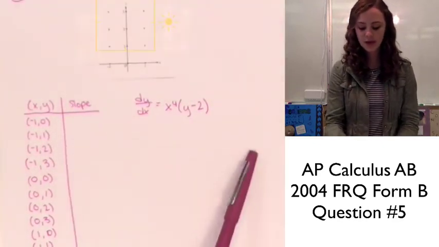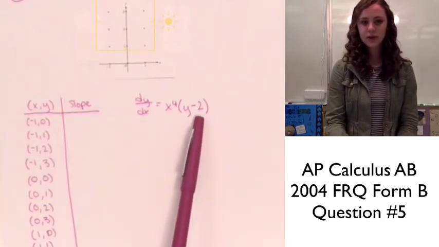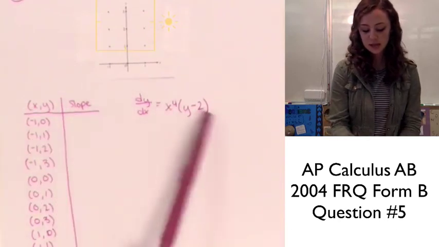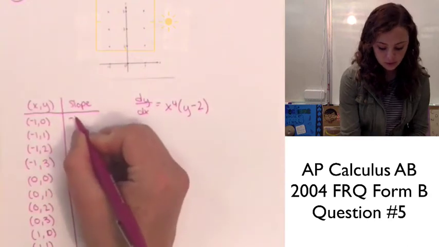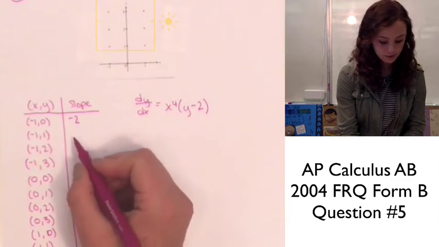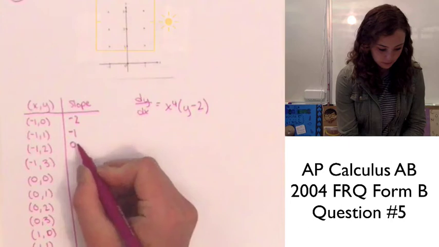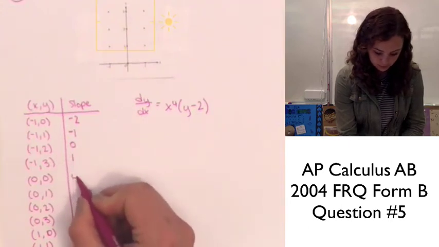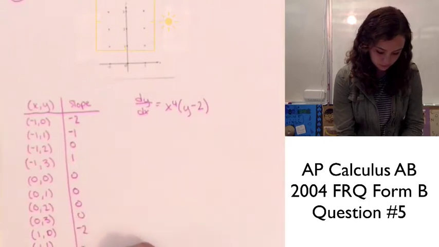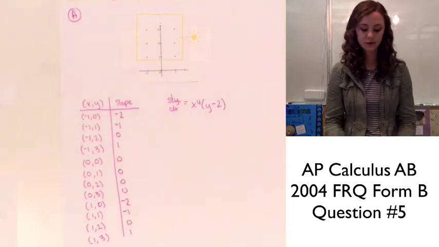So to find the slope, we know that we need to just plug in each of these values into the equation. So for the first one, we plug in -1 for x and 0 for y, and that will give us a slope of -2. And for the next one, -1 for x and 1 for y will give us a slope of -1. So let's go ahead and do that for the rest of these points, giving us 0, 1, 0, 0, 0, 0, -2, -1, 0, and 1 for the slopes, respectively.